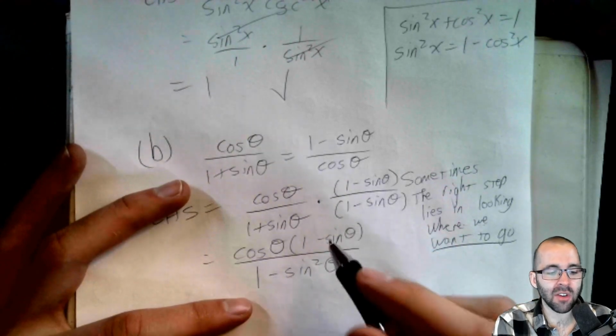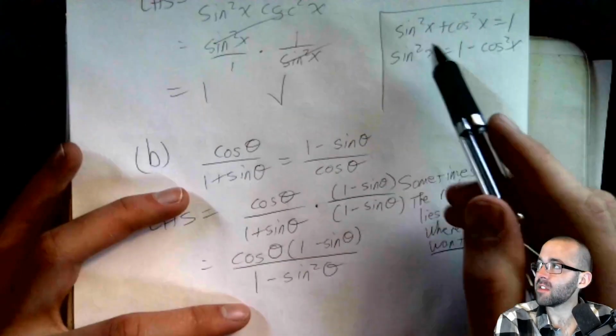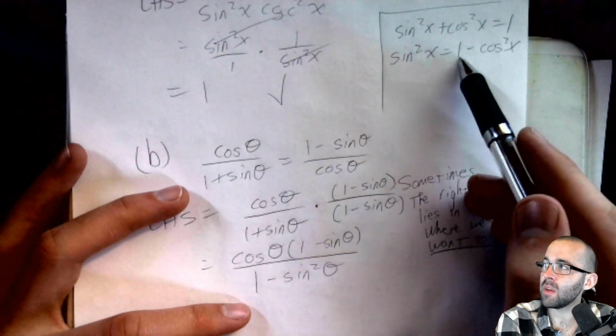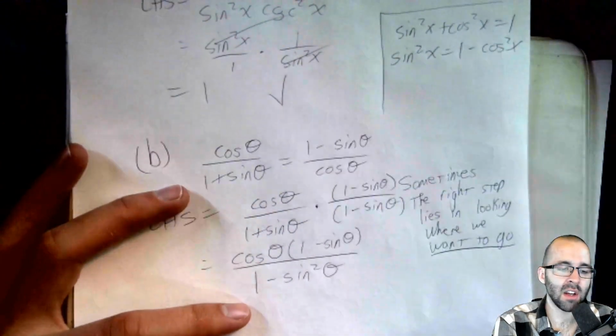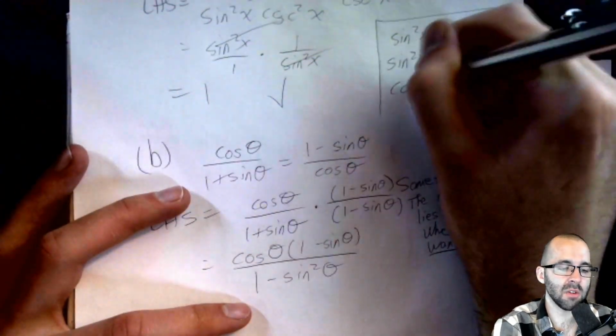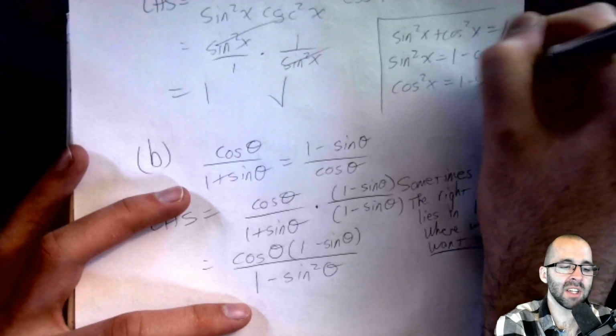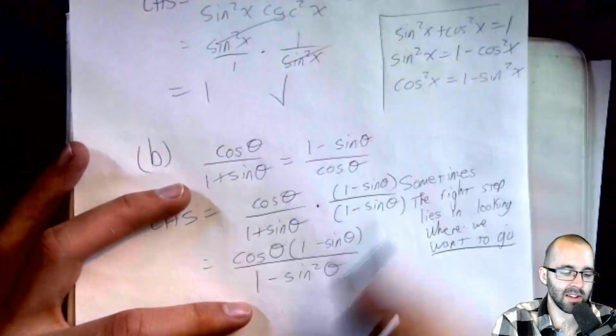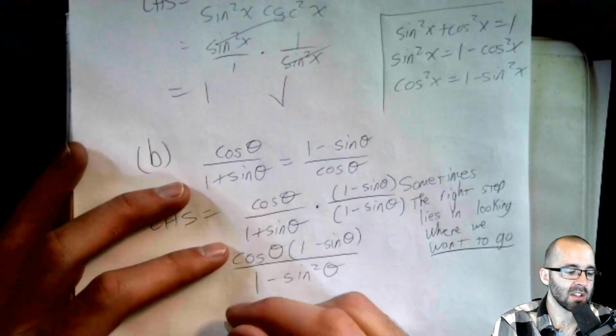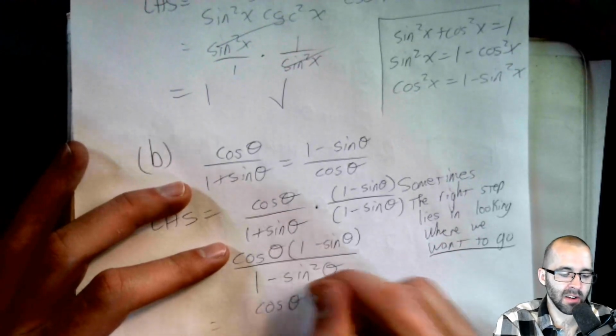Because again, we're going to use a Pythagorean identity. Just like up here, sine squared of x equals 1 minus cosine squared of x. We could have also rearranged this to say cosine squared of x equals 1 minus sine squared of x. Ah, that's our denominator. So our denominator is just cosine squared.